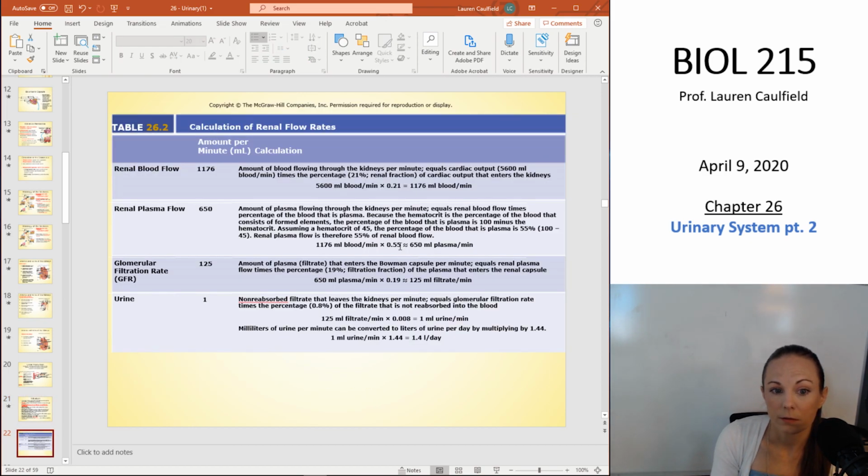Again, you don't have to memorize these numbers, but what I think is important to look at is how much blood is flowing into the kidneys, how much of that is plasma, how much of that gets made into filtrate, and how much of that ends up as urine. You can see that as we go through these processes, we are reducing the volume that ends up being urine through the process of reabsorption.